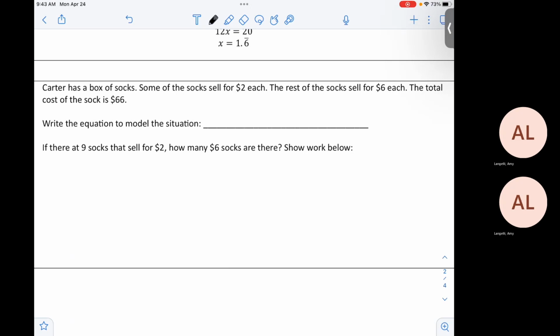Who has an equation for me? Okay, equals 66. That's the first part of your equation. You guys got some more for me in here? Okay, so we can do 2y plus, there we go, good. Now, it says there are 9 socks that are $2. What does 9 go in for? That is correct.